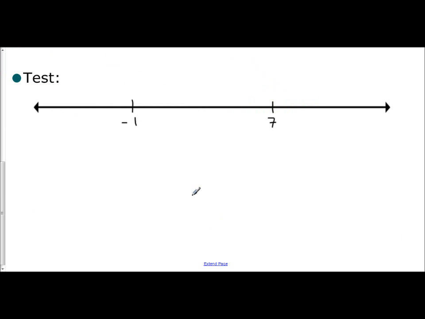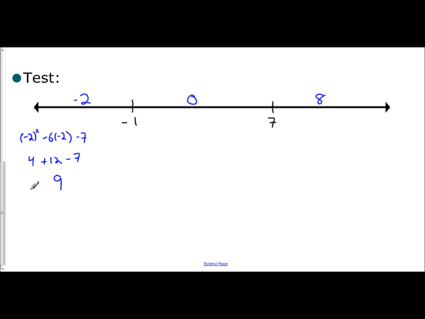And what you do is you pick a test point in the regions. Here are 3 regions. A number to the left of negative 1 is negative 2. Between negative 1 and 7, a good number is 0. And beyond 7, a good number is 8. And I plug those into my original. I have x squared, so I have negative 2 squared minus 6 times negative 2 minus 7. So that's 4 plus 12 minus 7. 16 minus 7 is 9.